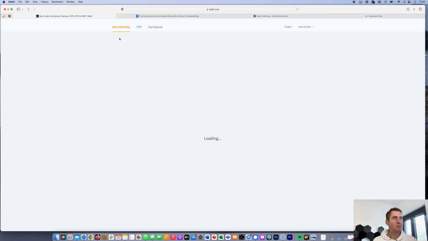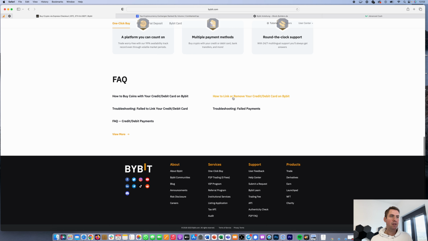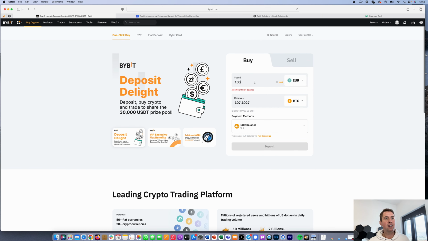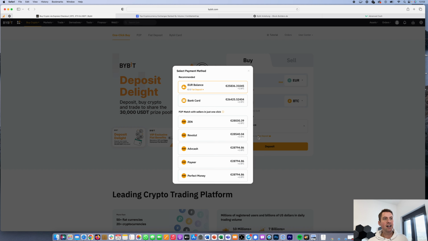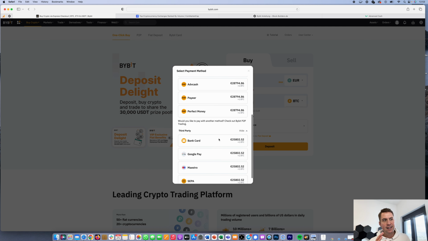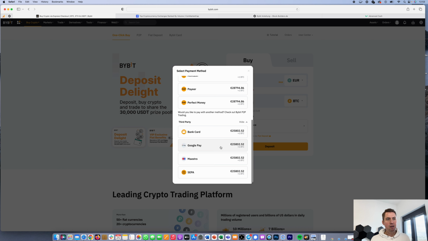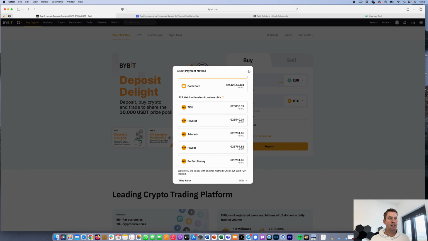Besides that, there are also several ways to deposit regular currencies like euros. One way to do it would be one-click buy. You can say you want to buy Bitcoin, for example, specify how much you want to buy, and then choose several options. However, you have to keep in mind that all the options are quite expensive, so you usually end up paying around a 4% fee. Even if you're using Google Pay or a regular bank transfer, it's still around 4%.